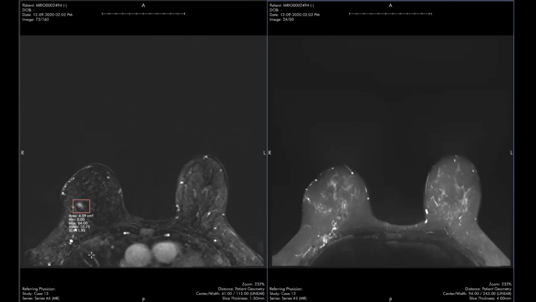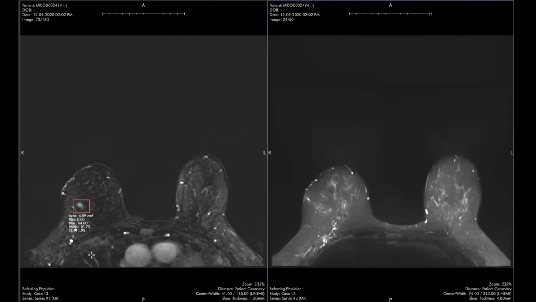We want to make sure we're differentiating the distribution of the non-mass enhancement. Linear or segmental non-mass enhancement should always be biopsied. If there are areas of non-mass enhancement that have definite T2 correlates, then we can usually assume that those are fibrocystic change or another benign etiology and give it a BI-RADS 2.